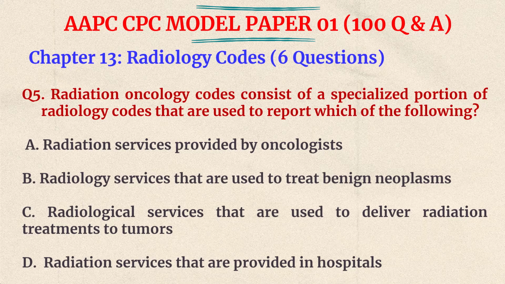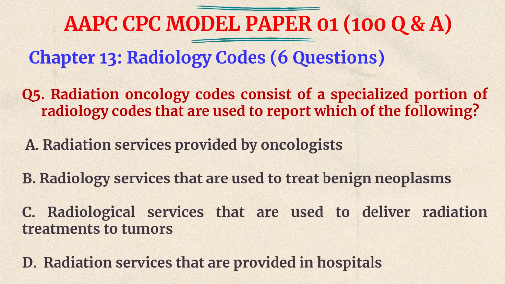And also the radiation treatment is sometimes given to treat benign neoplasm, but most of the time it is for malignant neoplasm. Answer B is partially correct because it says it's used to treat benign neoplasm, but in a real working scenario it is given for malignant neoplasm as well as benign neoplasm. So answer B is also partially correct. The core purpose of the codes is to report the delivery of radiation treatment to tumors. So the correct answer will be C.